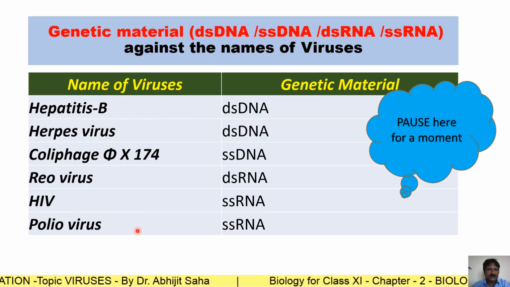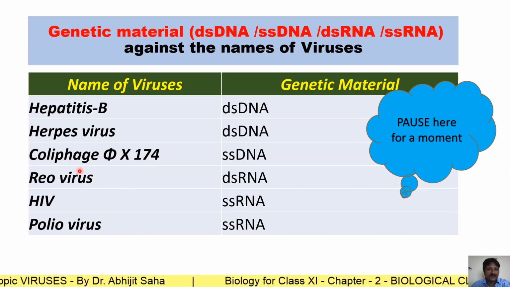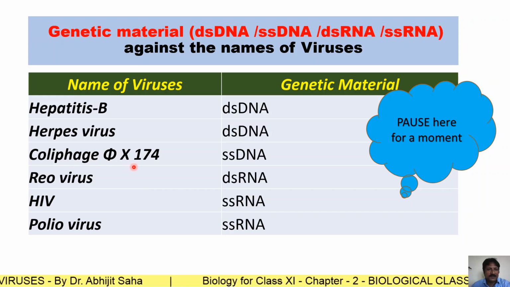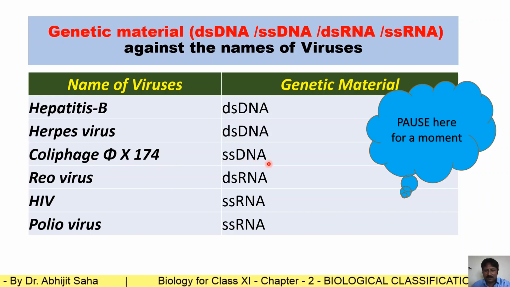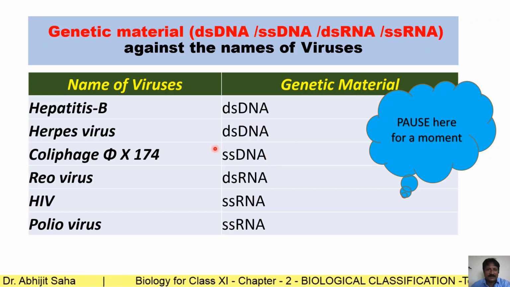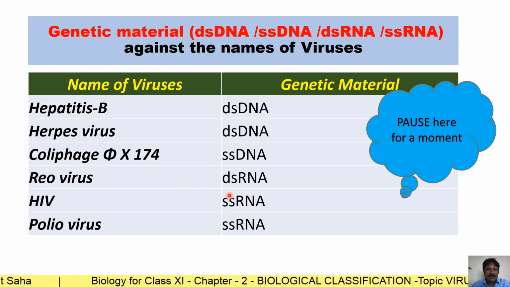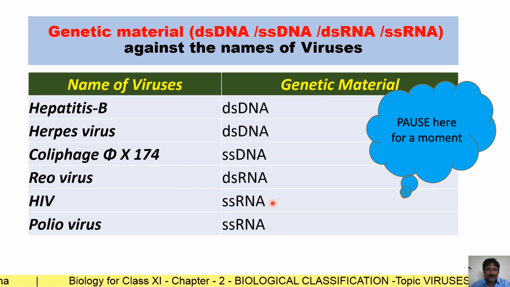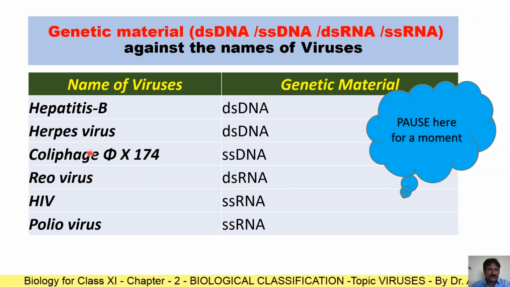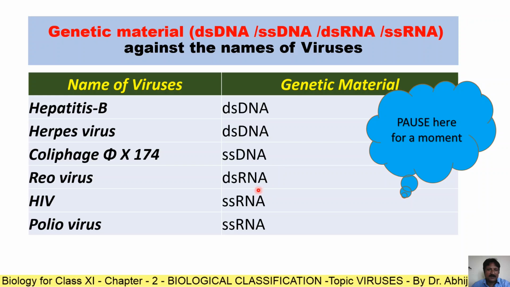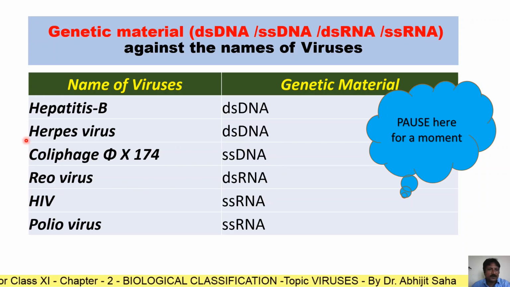Why have I asked you this? Very often you are asked objective questions on this, especially this part. Coliphage phi X174 having single-stranded DNA. You know DNA is normally double-stranded, but this is an exception here. Similarly, RNAs are usually single-stranded, but there is a double-stranded RNA found in reovirus. So please take care. These two examples will be very important for your tests also.